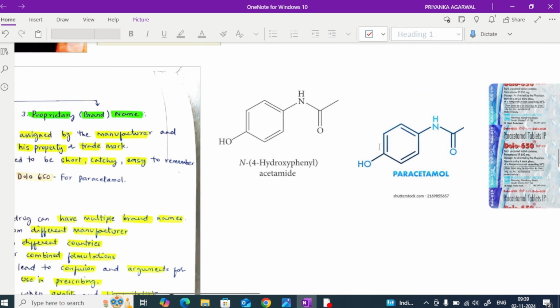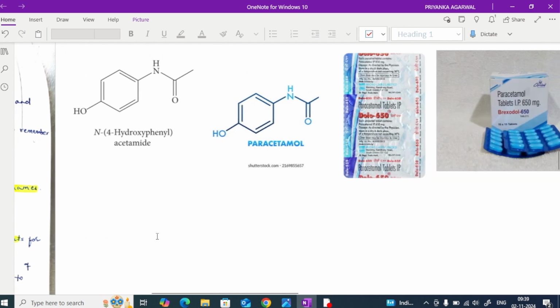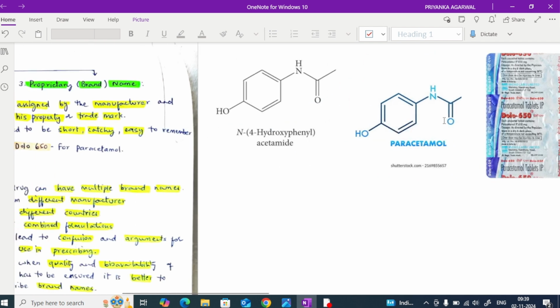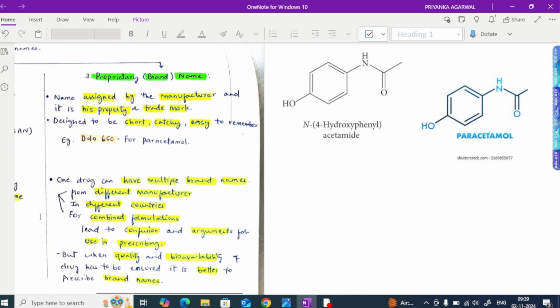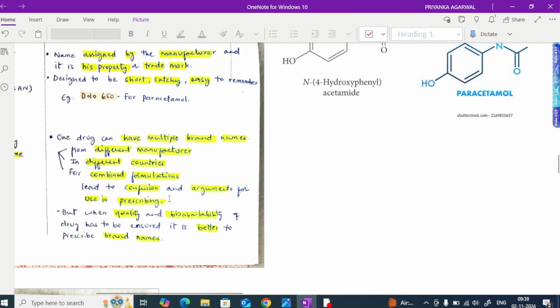Okay, so as we already know, one drug can have multiple brand names, from different manufacturers in different countries and for combined formulations. So we can see here the same paracetamol can have the brand names Dolo 650 and Brixodol 650. Right, so having these multiple names for the same drug leads to confusion and arguments for prescribing.